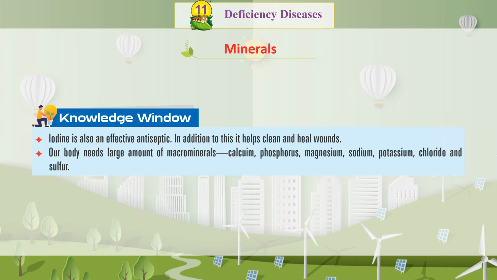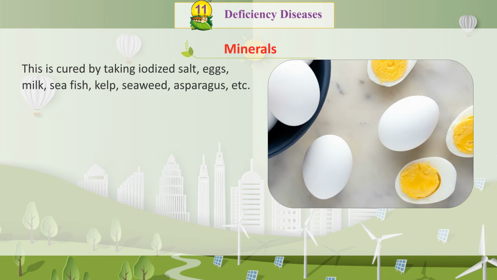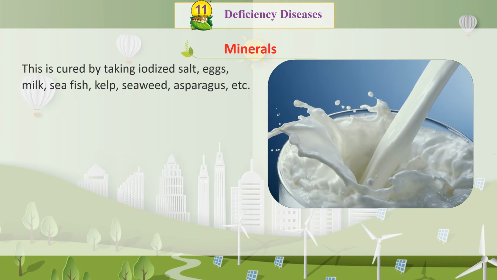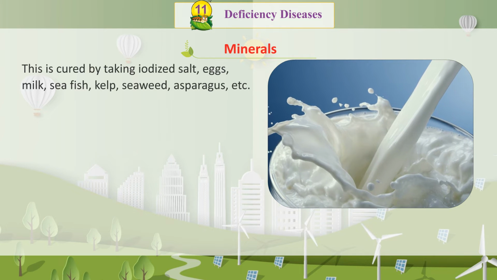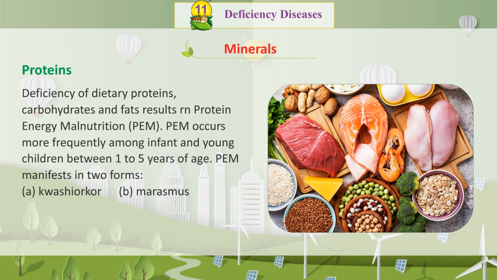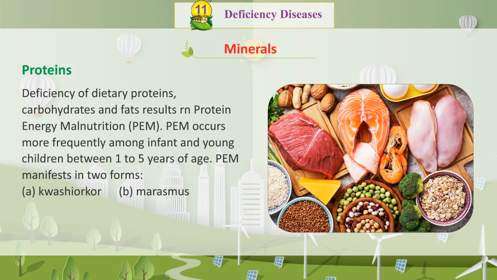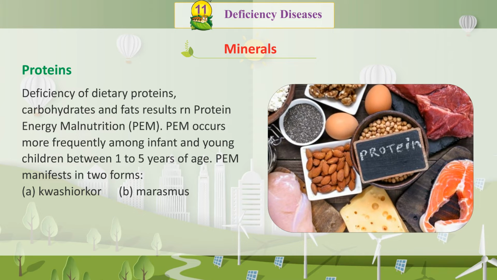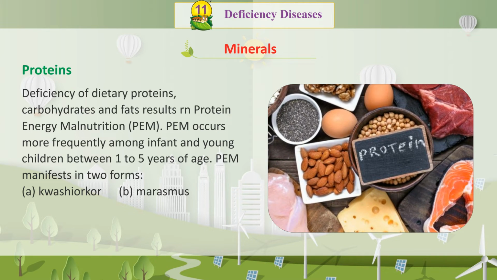Our body needs large amounts of macrominerals: calcium, phosphorus, magnesium, sodium, potassium, chloride, and sulfur. This is cured by taking iodized salt, eggs, meat, sea fish, kelp, seaweed, asparagus, etc. Proteins. Deficiency of dietary proteins, carbohydrates, and fats results in protein energy malnutrition, PEM.